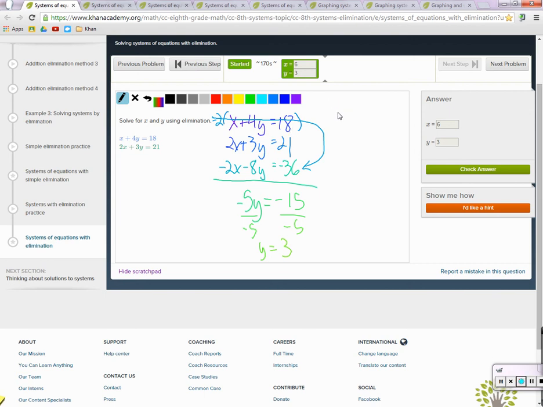So x plus 4 times 3 equals 18. X plus 12 equals 18. X equals 6. So what's the solution? 6 comma 3, or x is 6 and y is 3. That's our solution.